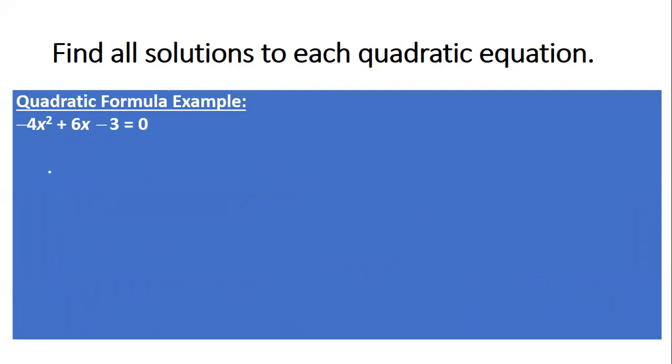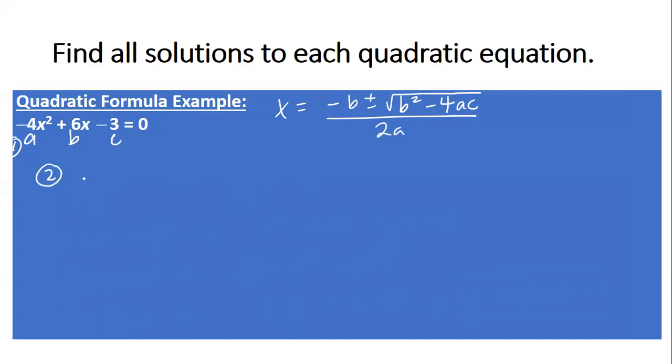All right, last piece, quadratic formula. Again, quadratic formula is x equals negative b plus or minus the square root of b squared minus 4ac divided by 2a. With the quadratic formula, step 1 is to identify your variables. My variables are a is -4, b is 6, and c is -3. Step 2 is to plug the bad boys in.